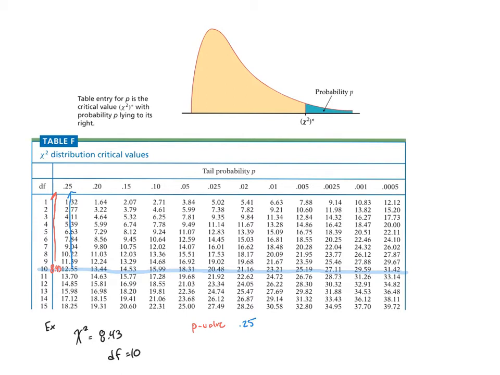The key here to remember is that as I move across the top of the table, those end tails are getting smaller and smaller and smaller because my chi-squared values are getting bigger and bigger and bigger. I'm essentially moving across this table, making the tails smaller and smaller. What this tells me is if 12.55 was here, that end tail would actually be smaller than if I stopped here at 8.43. 8.43 is closer to the center, and so its end tail would actually be bigger than 0.25, or the end tail of 12.55.